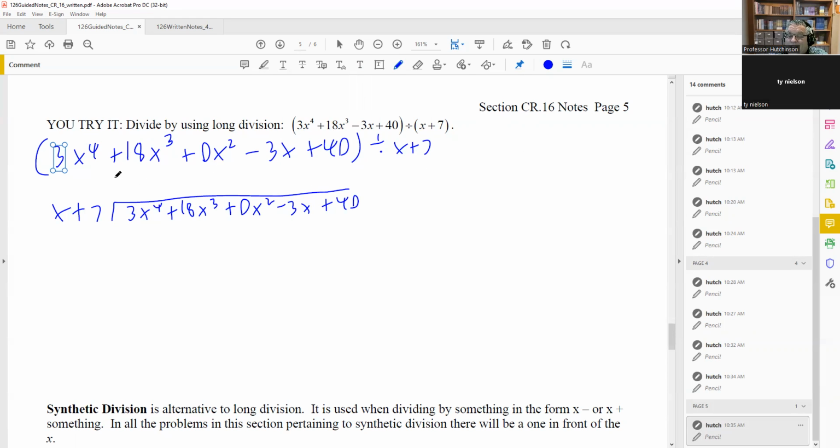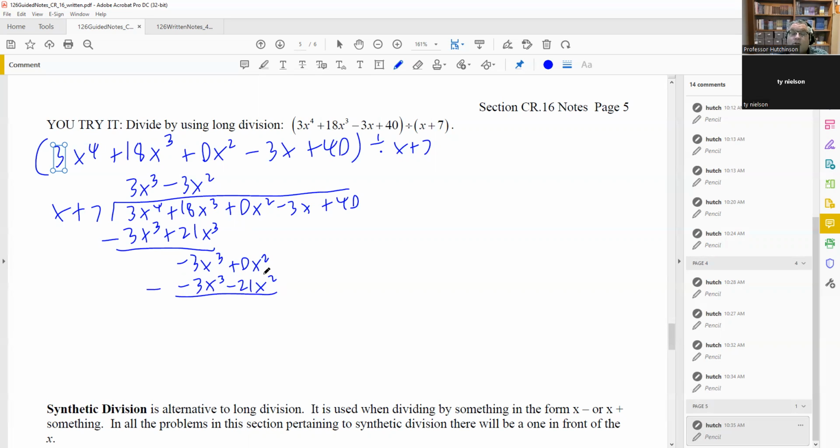3x to the 4th divided by x is going to be 3x cubed. Multiply both things, so 3x cubed plus 21x cubed there, and then you're going to subtract. We have 18 minus 21 is negative 3x cubed. Now we bring down the 0 placekeeper. Negative 3x cubed divided by x is negative 3x squared. Multiply this by both things on the outside, negative 3x cubed minus 21x squared.